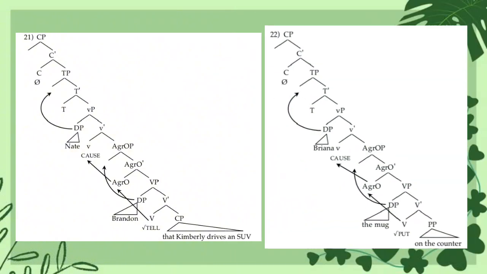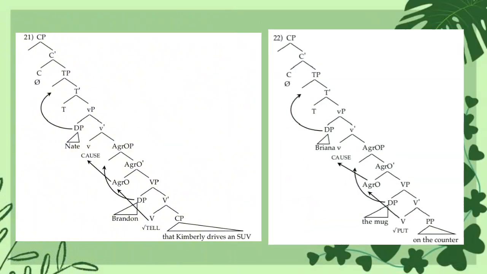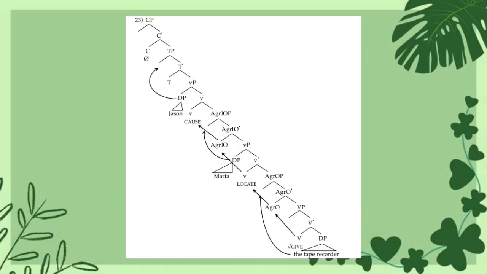The root moves through AgrO and into little v. It must stop in AgrO on its way up to the little v in order to meet the MLC. The DP Brandon shifts to the specifier of AgrOP to get case. A similar analysis can be applied to verbs like put, which take a PP second complement, as in the sentence, Brianna put the mug on the counter.